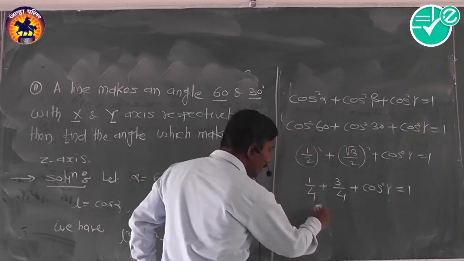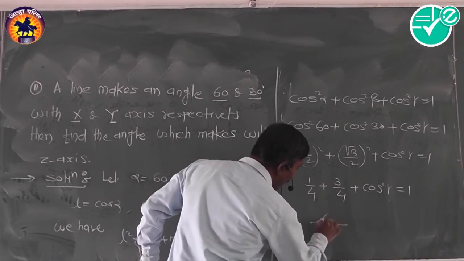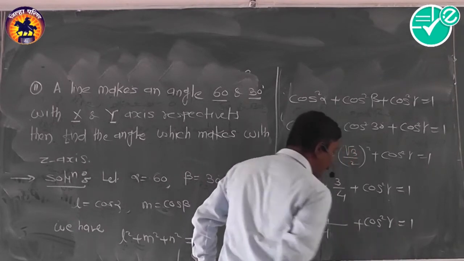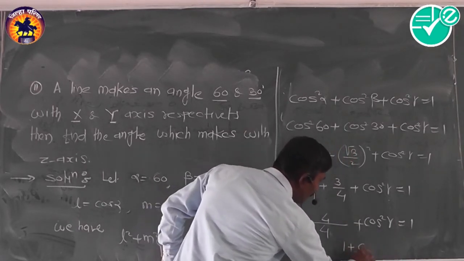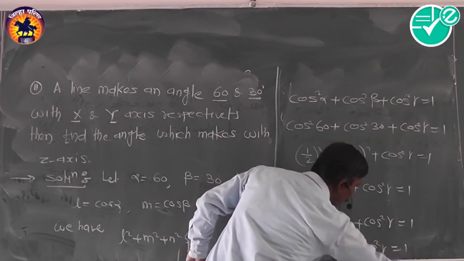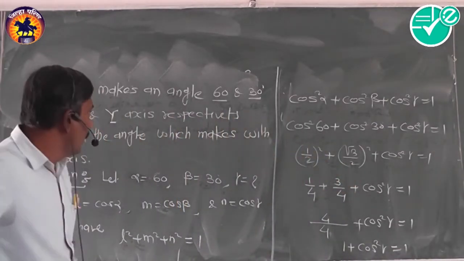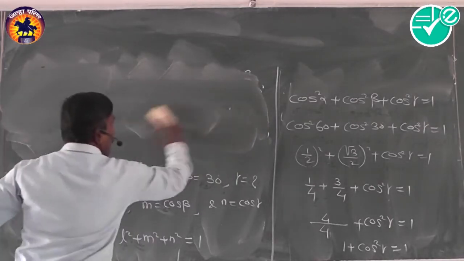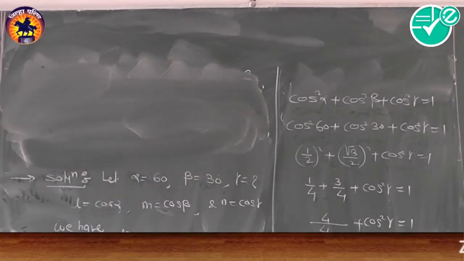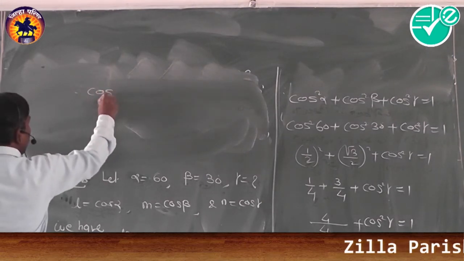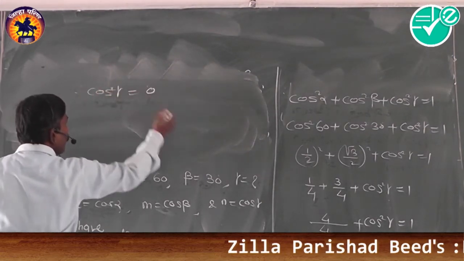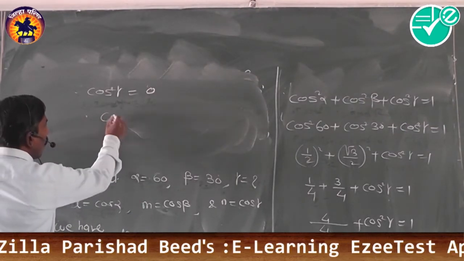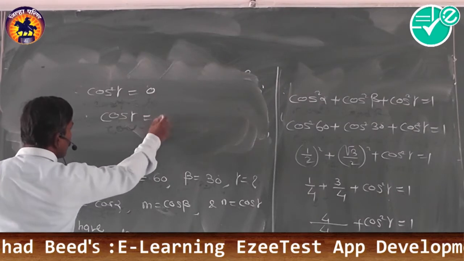plus cos square gamma is equal to 1. So this is 4 divided by 4 plus cos square gamma is equal to 1. So that is 1 plus cos square gamma is equal to 1. And now the last step is that cos square gamma is equal to 1 minus 1, that is 0. So cos gamma is equal to 0.